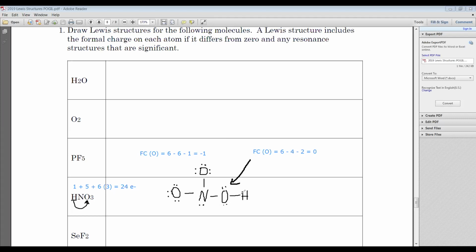In acids, and this is true for all acids that have oxygen in them, any oxygenated acid is going to have the hydrogen attached to the oxygen. That's going to be its structure. Always and without fail. So the question is, do I put the double bond here or do I put the double bond here? Do I put it to the left or do I put it up?